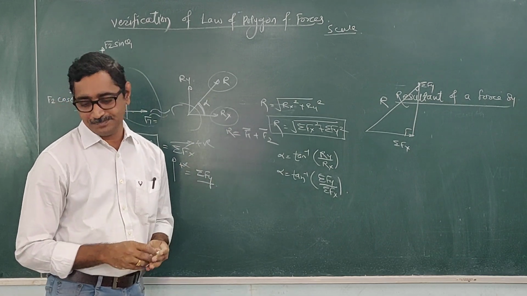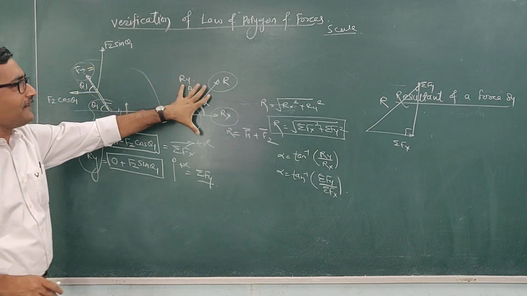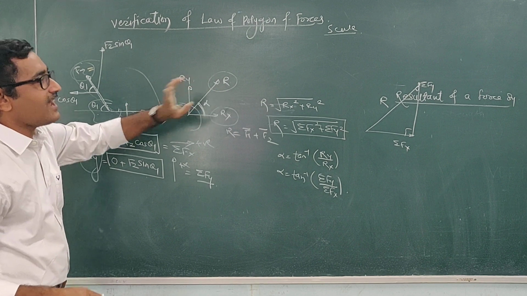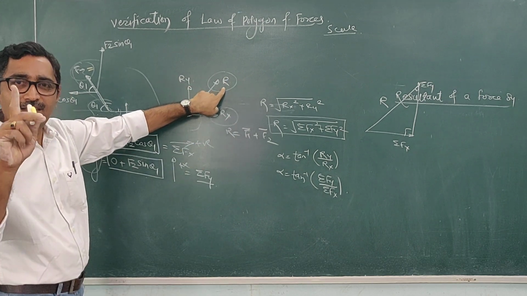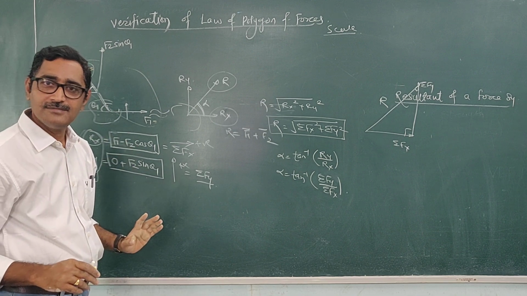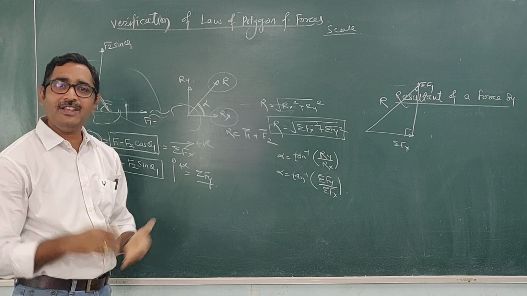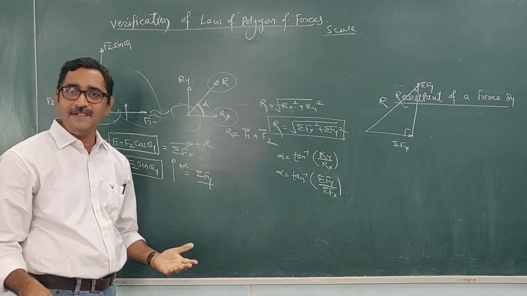Now, when we find the resultant of any particular force system, I have already told you that this is a single equivalent force for the given force system, which produces the same effect. And a single equivalent force is always an unbalanced force. Whenever any single force acts on a body, it is always an unbalanced force.